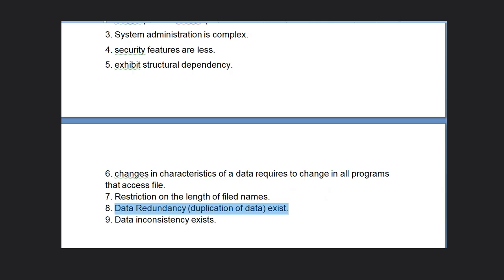The next one is data inconsistency. Data inconsistency means that when different versions of the same data are placed in multiple files, it may lead to inconsistency of the data. So this is regarding the file-based system.